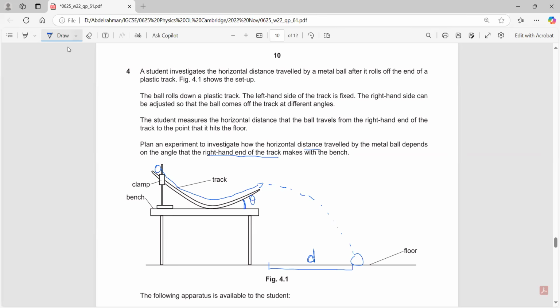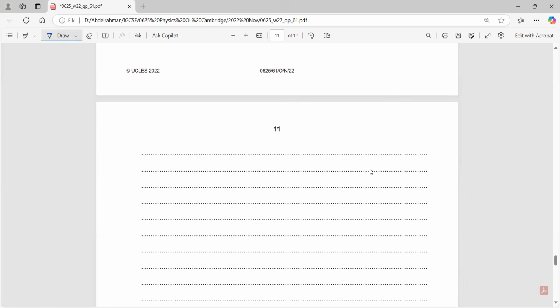Okay, so this is the whole experiment. I'll keep on changing the angle. As I change the angle, I will see whether it would affect the distance or not. Question is, what is the range of values? What is the independent variable that I will be changing? First of all, to just write it down, what is the independent variable? The range of values is the angle.